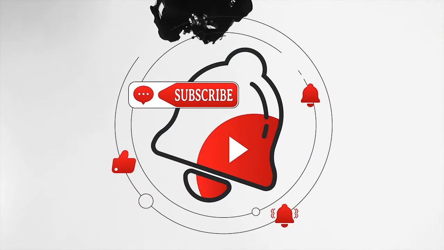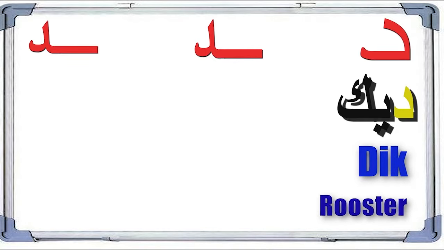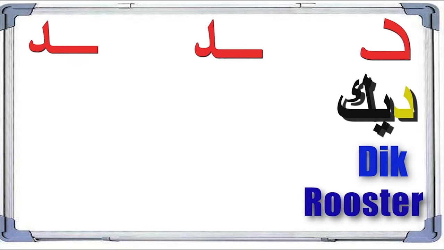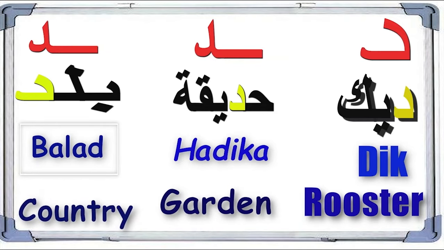Alright guys, before we start with letter number 8, دال. In the beginning, in the middle, at the end. The first example is deek. Deek, rooster. Example number 2, حديقة. حديقة means park or garden. The last example is بلد. Country. بلد.